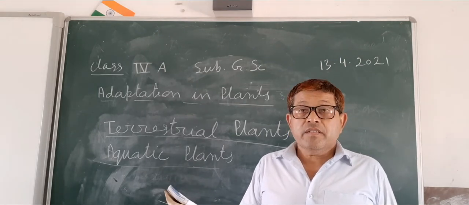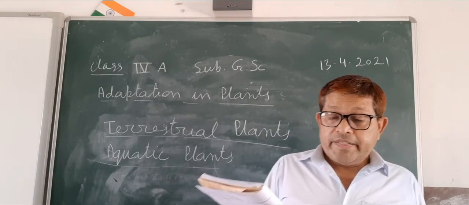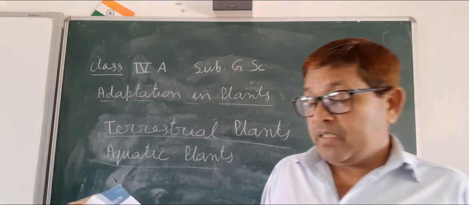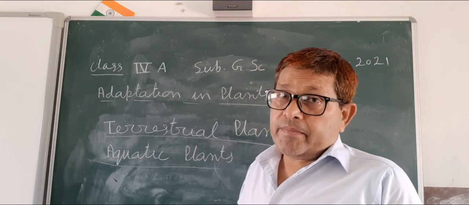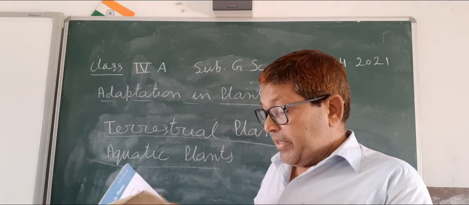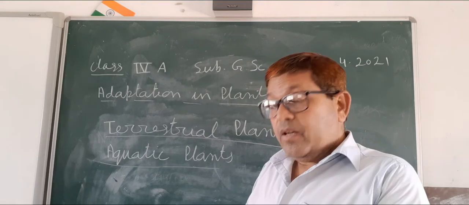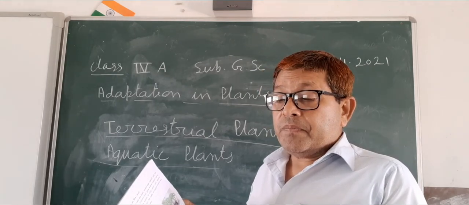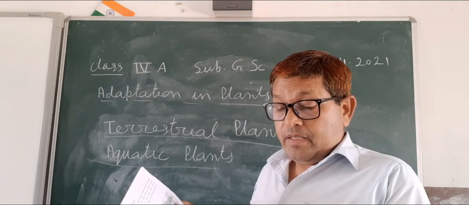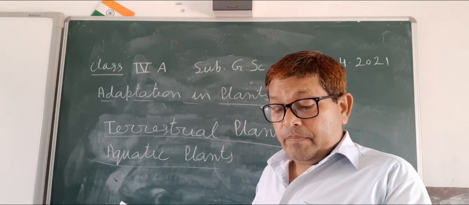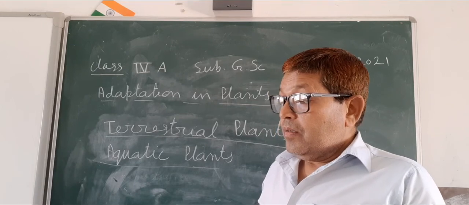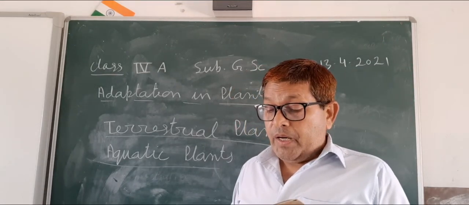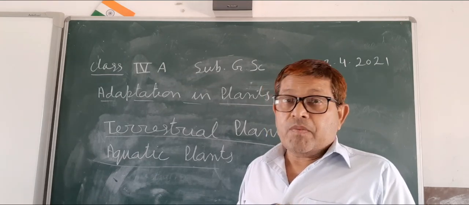So first, in the terrestrial plants, there are categories of terrestrial plants. We will discuss one by one tomorrow. First, we will discuss the plants on hills. Next, we will discuss the plants in desert, plants in plains, plants on sea coasts, plants in marsh areas.